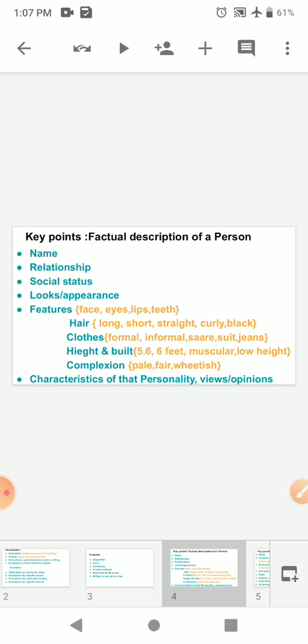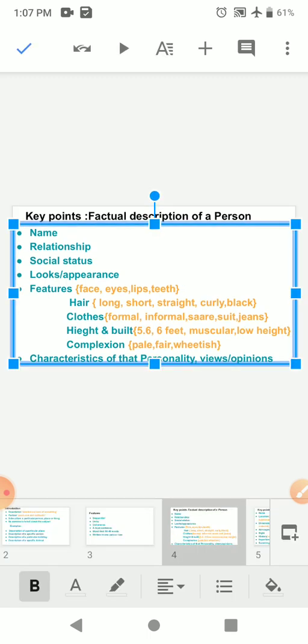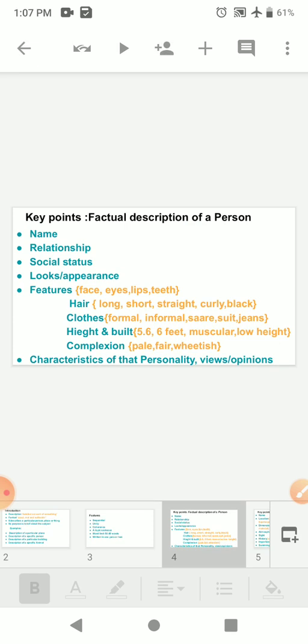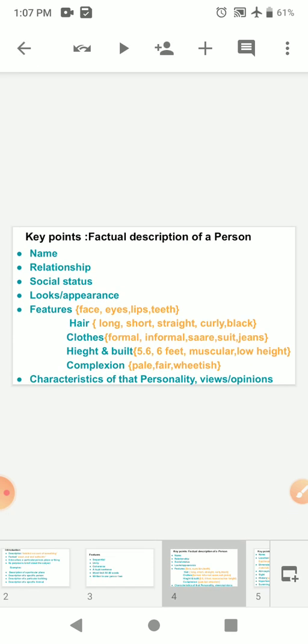Then you can talk about height and build, like you can mention his height, maybe it's 4 or 5 or 6, something like that. And then you will talk about build, you will say muscular, the build of that person. Height you have already mentioned. And then you will talk about complexion, whether the person is pale, whether the person is fair or whitish.